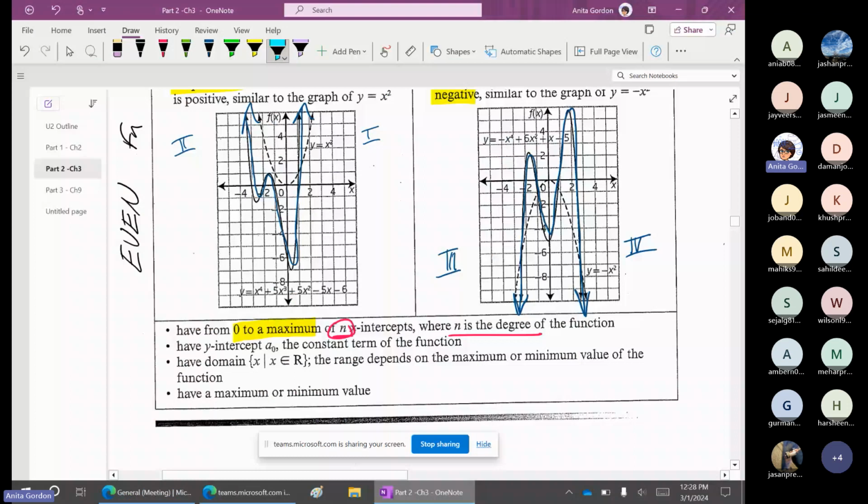Similar to above, the y-intercept is your constant. Your domain is all reals because we can square everything.